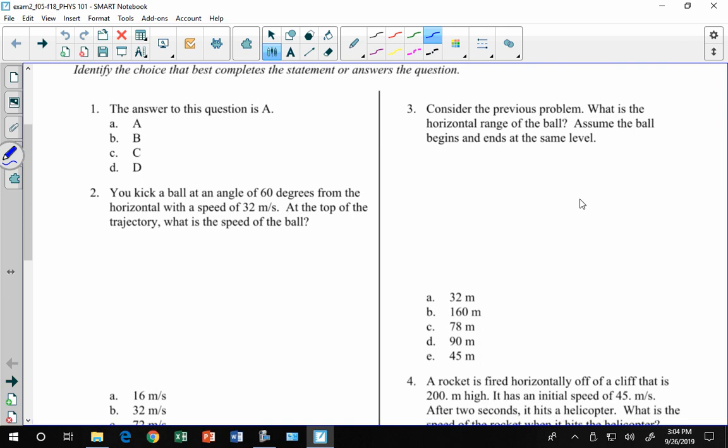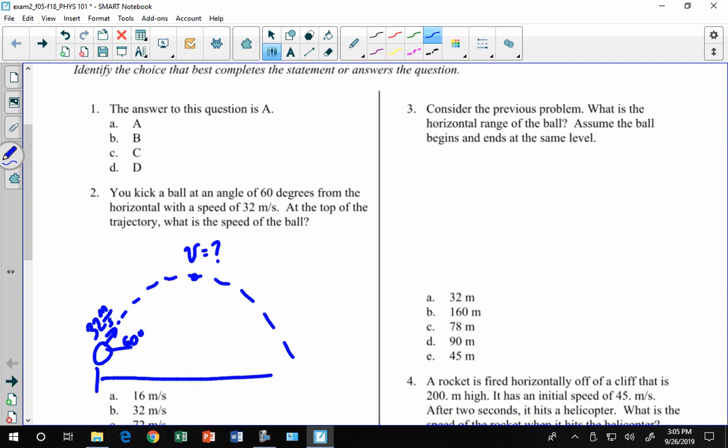So 2 and 3 are part of the same problem. I'll draw a figure over here, but really we're looking at number 3. But we'll answer both. So I have an object at an angle of 60 degrees. My initial speed is 32 meters per second. And I want to know a couple things. I want to know what is the speed at the top. And then I also want to know what is the horizontal range.